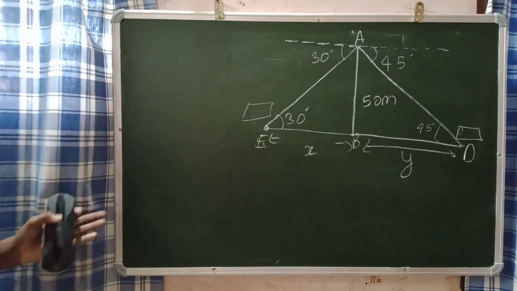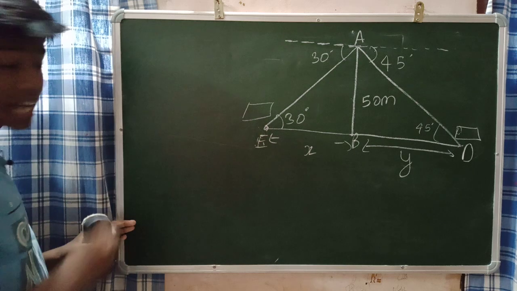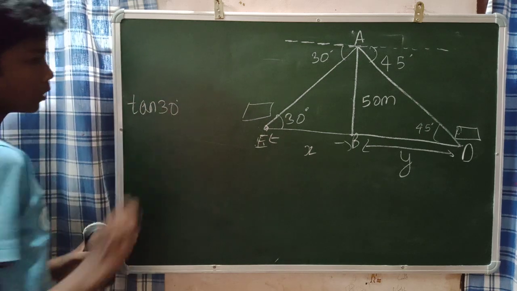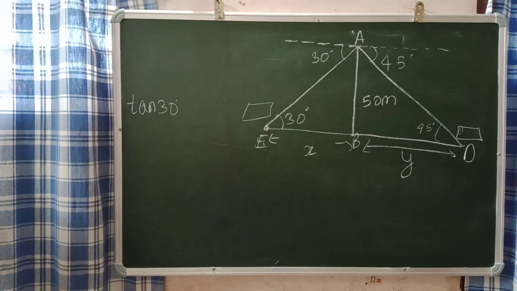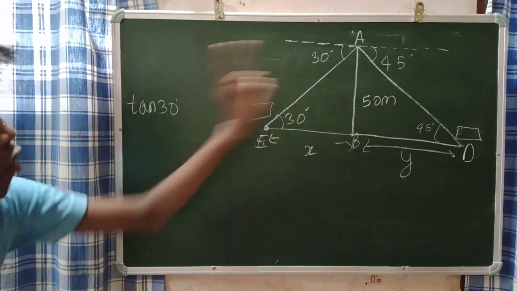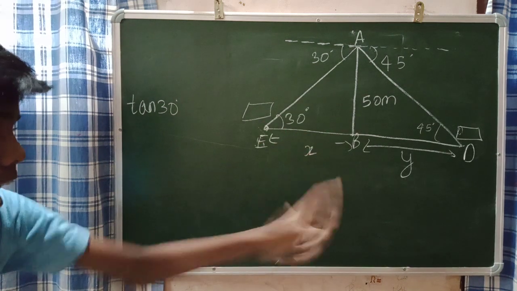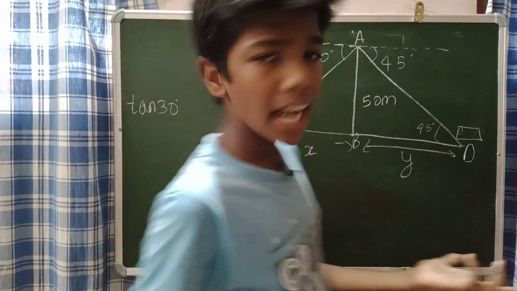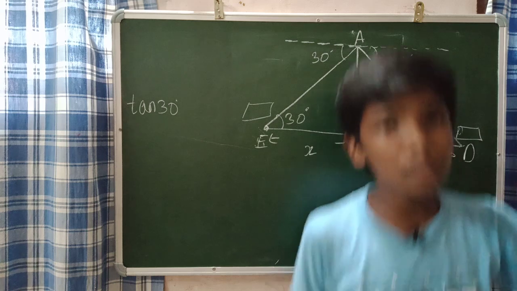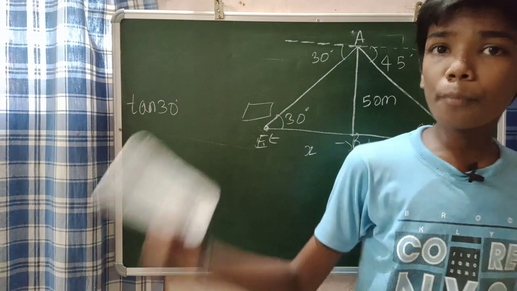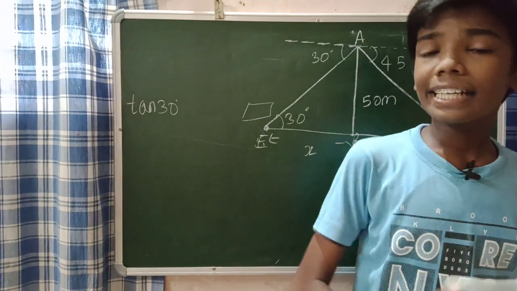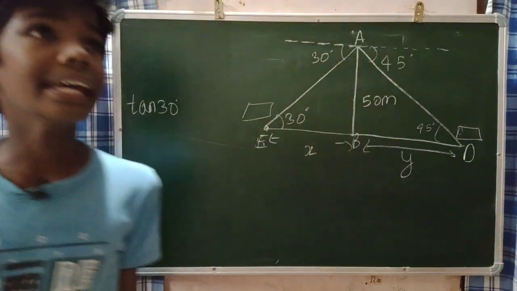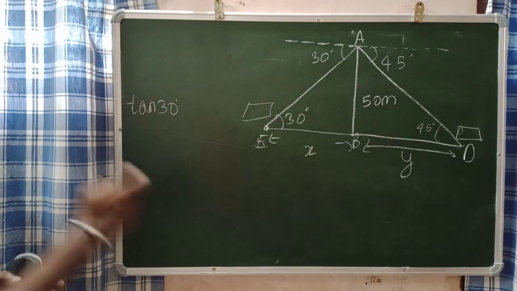It's very simple, guys. Use your tan 30 degree. Why am I using tan 30 degree? Here we know the value of opposite, and we are supposed to find the value of adjacent. That means we need to use tan theta only, because tan theta is nothing but opposite by adjacent. That is why I'm going to use that, because in tan theta only we'll be using opposite by adjacent. So that is why I'm using tan 30 degree.